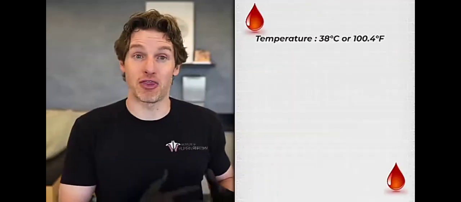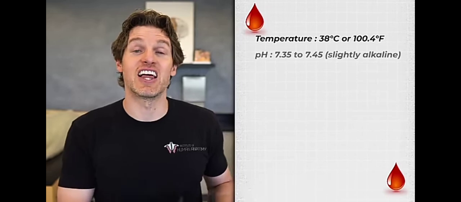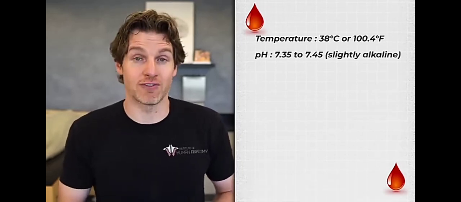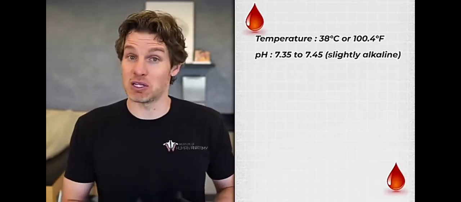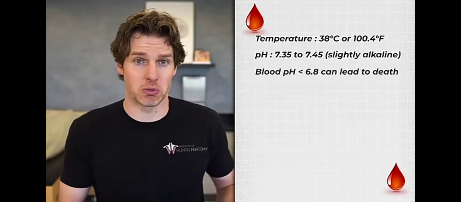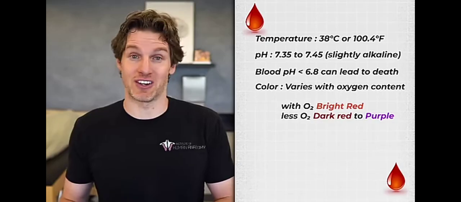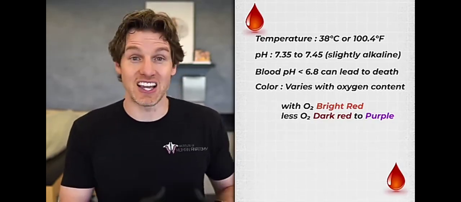But what are some of the physical characteristics of blood? Blood is denser and more viscous than water, flowing more slowly through the body. It has a temperature of about 38 degrees Celsius or about 100.4 degrees Fahrenheit. And it has a slightly alkaline or basic pH of 7.35 to 7.45. And this pH needs to be tightly regulated because deviations of this can be quite serious. Like if someone's blood pH went to 6.8, that would likely result in death. Blood color also varies. It's bright red when oxygenated and dark red to a purplish color when deoxygenated.